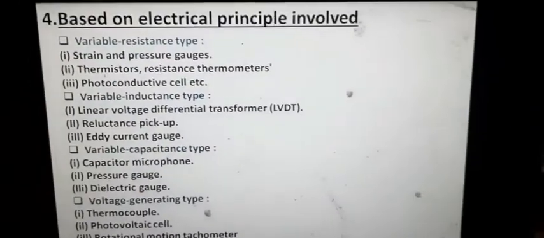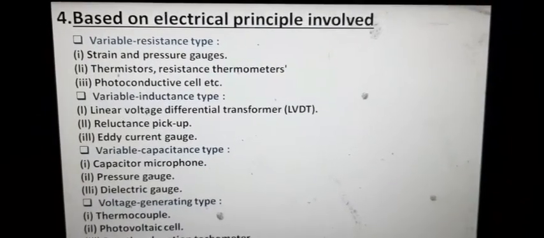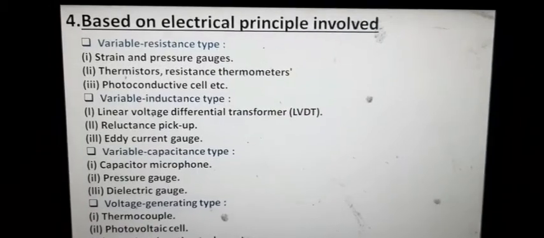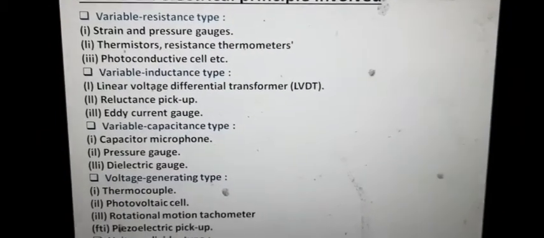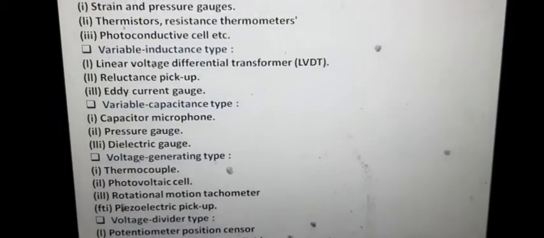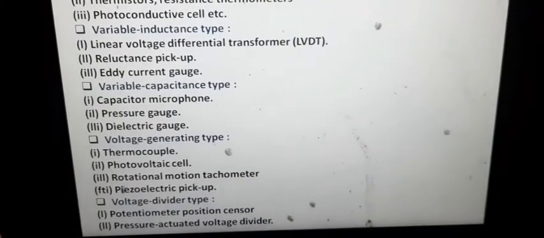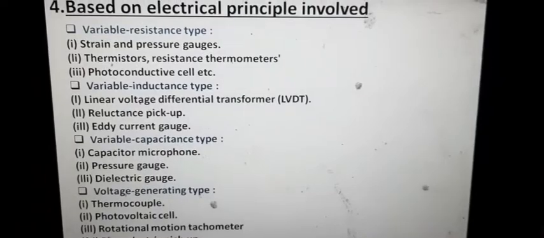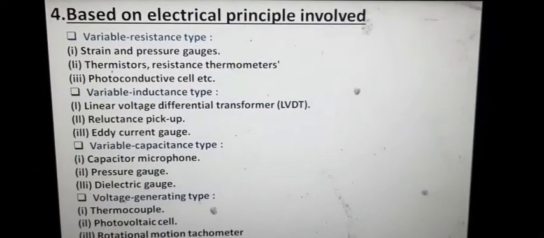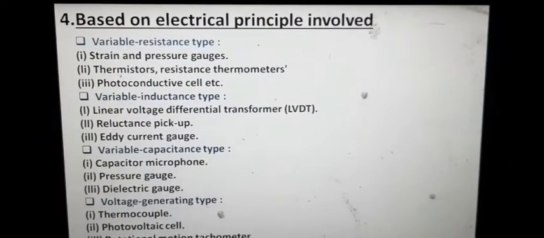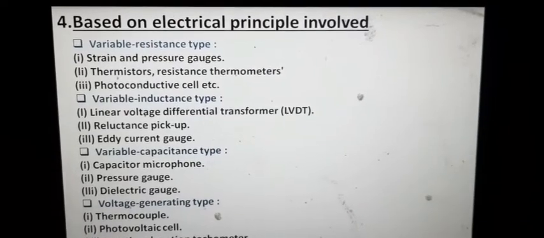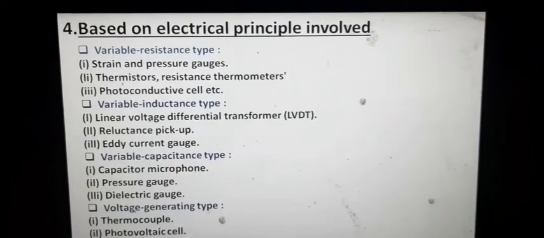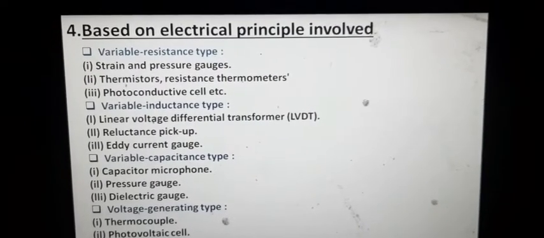Next is based on the electrical principle involved. We have categorized it as either a variable resistance type, a variable inductance type, a variable capacitance type, a voltage generating type, or a voltage divider type. In the variable resistance category, the examples are strain gauge, pressure gauge, thermistor, resistance thermometers, photoconductive cell, etc.